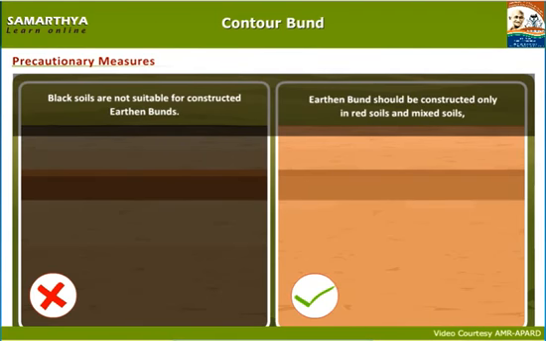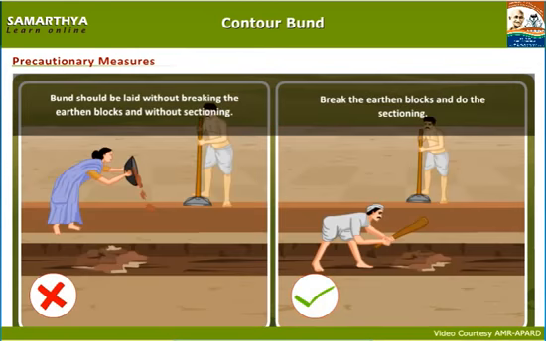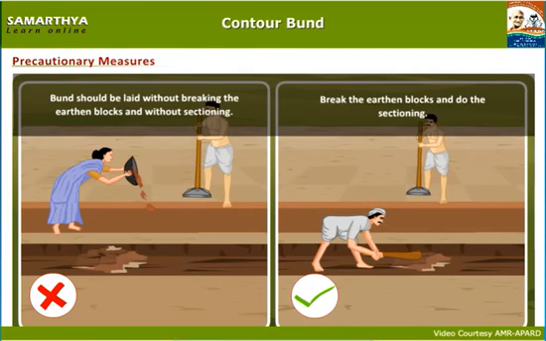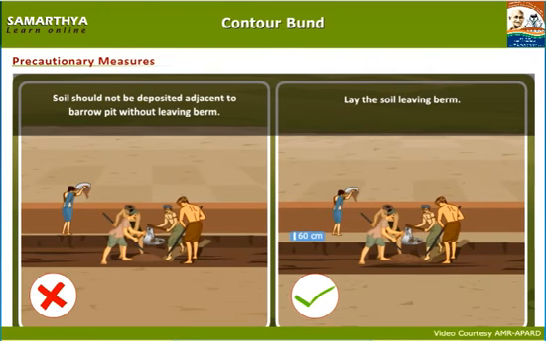Bund should not be laid without breaking the earthen blocks and without sectioning. Break the earthen blocks and do the sectioning. Soil should not be deposited adjacent to a barrow pit without leaving a berm. Lay the soil leaving a berm.